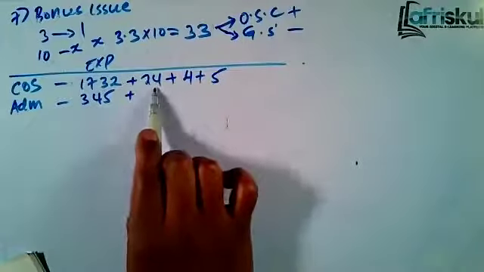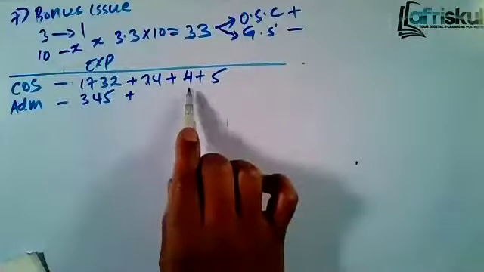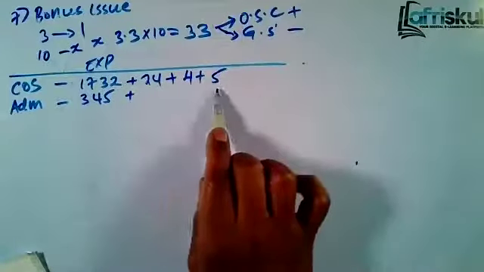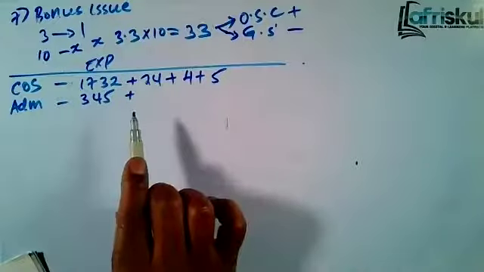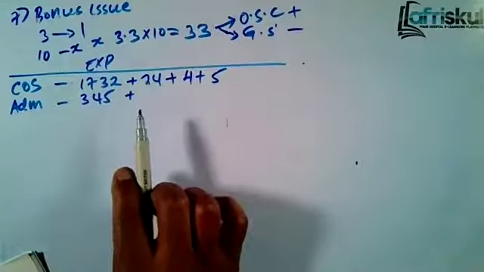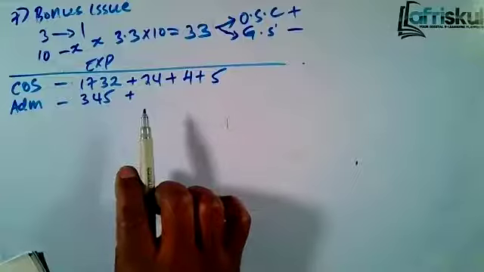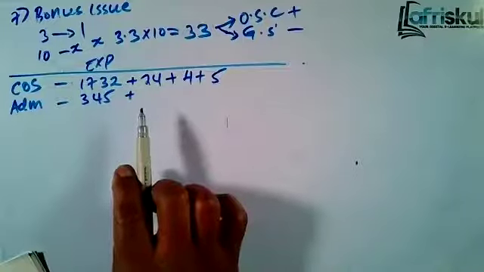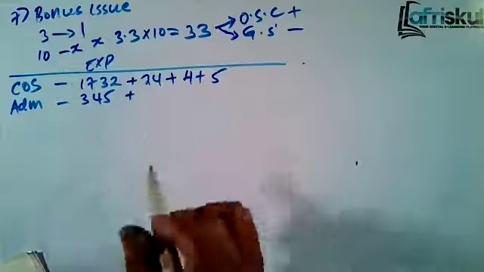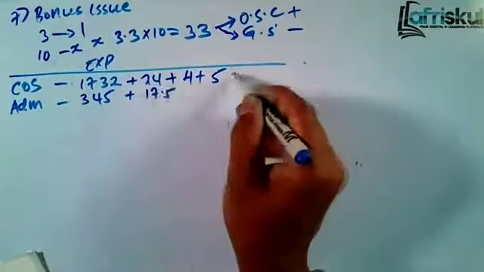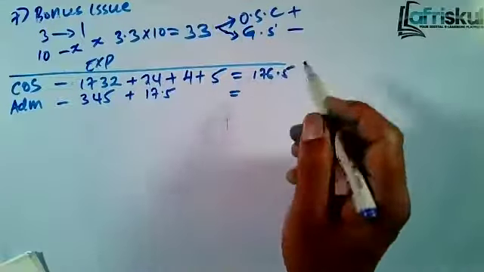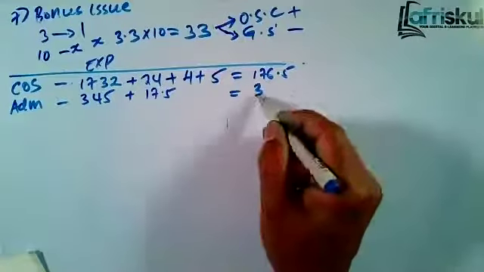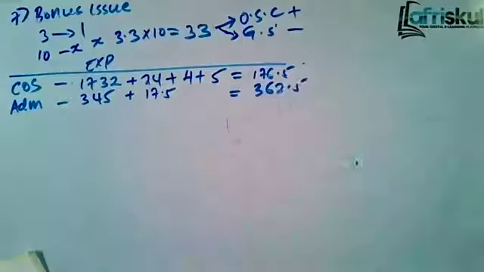Depreciation on plant and equipment on a reducing balance. Impairment of plant, loss on disposal of plant. Admin is 345. We were told that depreciation on land and building should be taken to admin expenses. Remember, depreciation on land and building, we had an amount of 17.5. So that means this one will get 176.5 and this one will get 362.5.